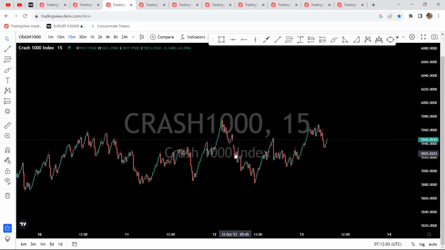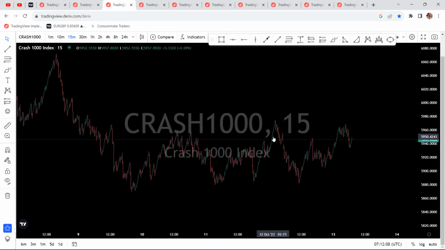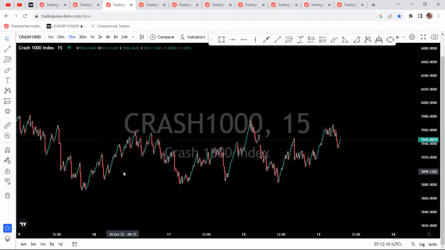All right, so we are on Crash 1000. What we're expecting on Crash 1000, obviously this is a corrective structure. So the question is, will it go up or will it go more down? We can see the structure very clear at this area.